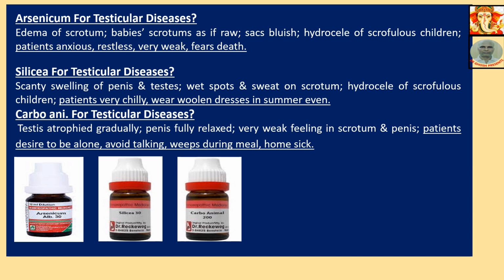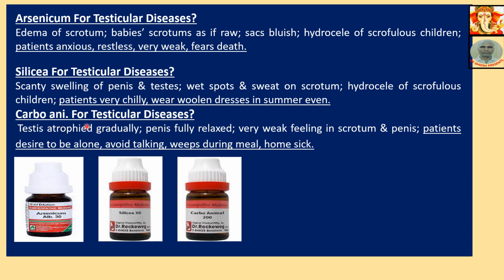Silicea for testicular disease. Scanty swelling of penis and testis. Wet spot and sweat on scrotum. Hydrocele of scrofulous children. Scrofulous children means tubercular children, children who have inherited tuberculosis from their family. Patient very chilly, wears woolen dresses in summer. These are Silicea patient symptoms.